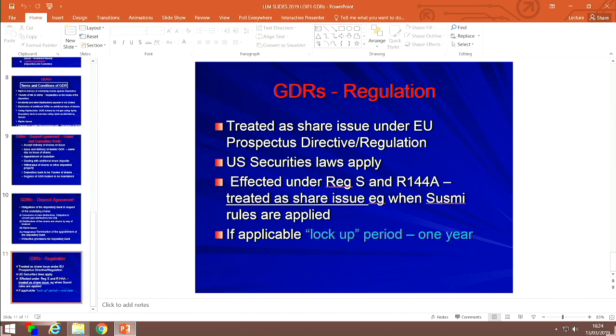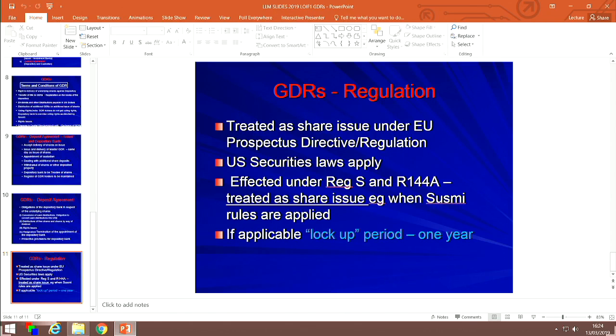No, there is no one-year lockup in a bond issue. It's a 40-day lockup in a bond issue. It's a one-year lockup for equity securities, and GDRs are treated as equity securities by United States securities laws. So it's a one-year lockup. So there is no safe harbor to get over this one-year period? No. If the lockup applies, it's a one-year lockup.